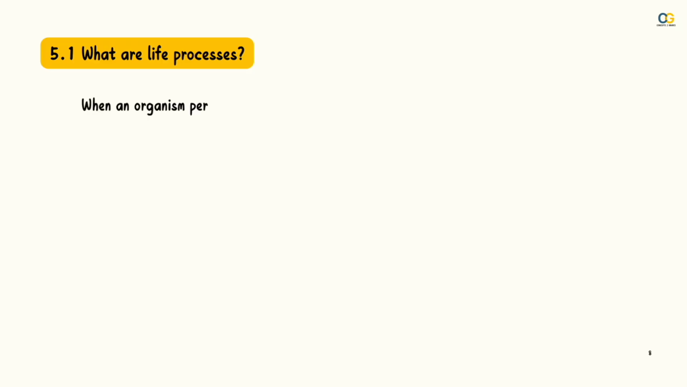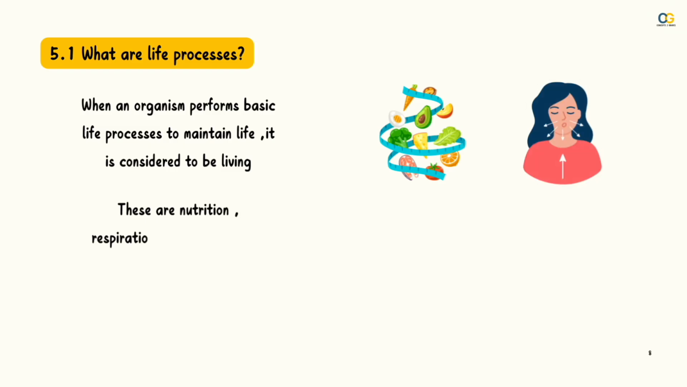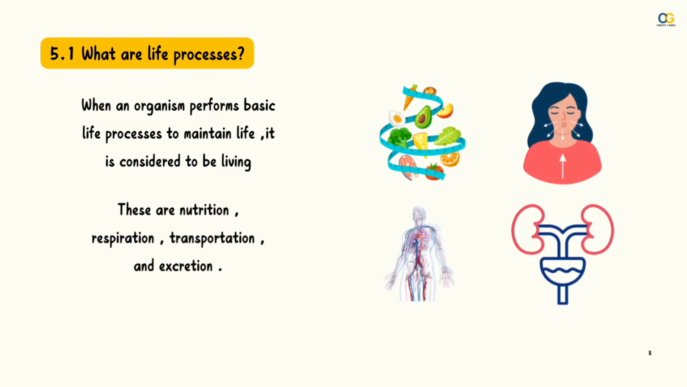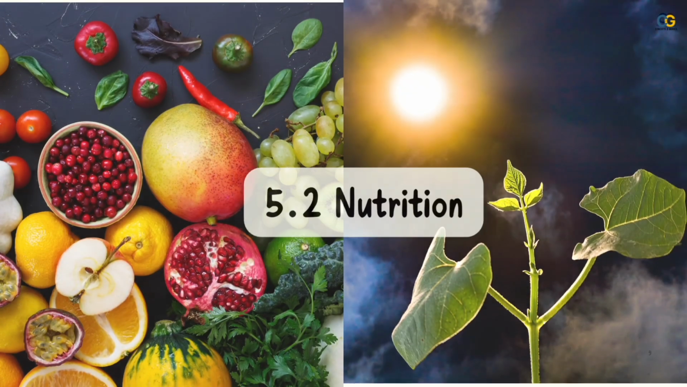So, when an organism performs basic life processes, which are essential for its living, it is considered to be a living organism. These processes help maintain life. These processes are nutrition, respiration, transportation, excretion. When an organism performs these processes, we consider it to be a living organism.